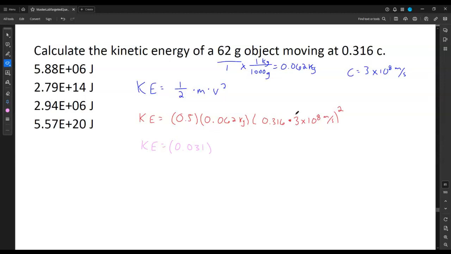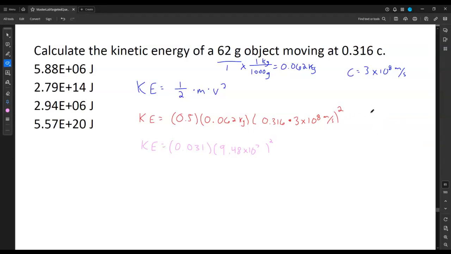Then multiplying these things together, so keep in mind that we still haven't done the exponent here, but multiplying these two things together is going to give us 9.48 times 10 to the 7. So because that was less than 1, it brought this down, and exponent goes from 8 to 7.